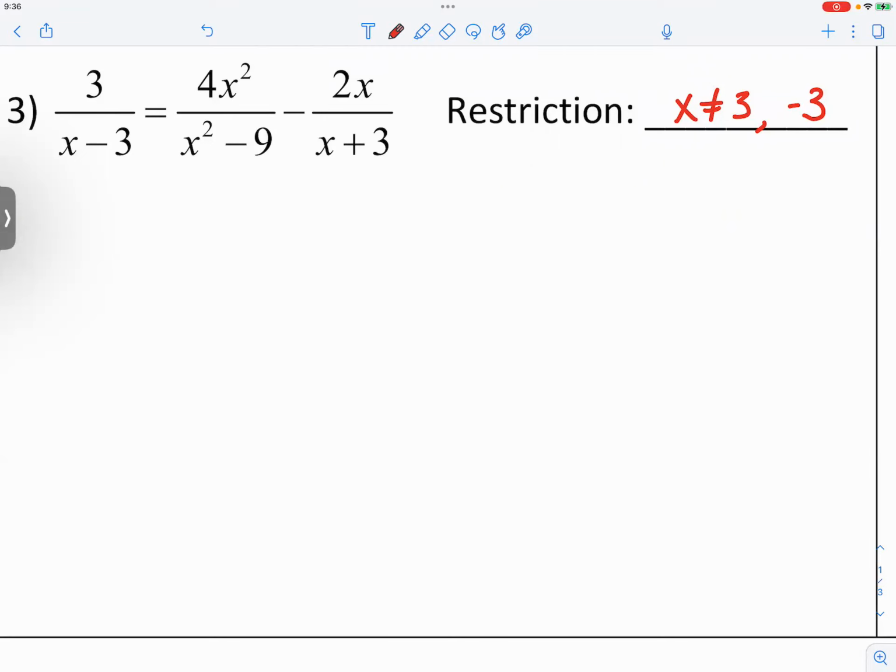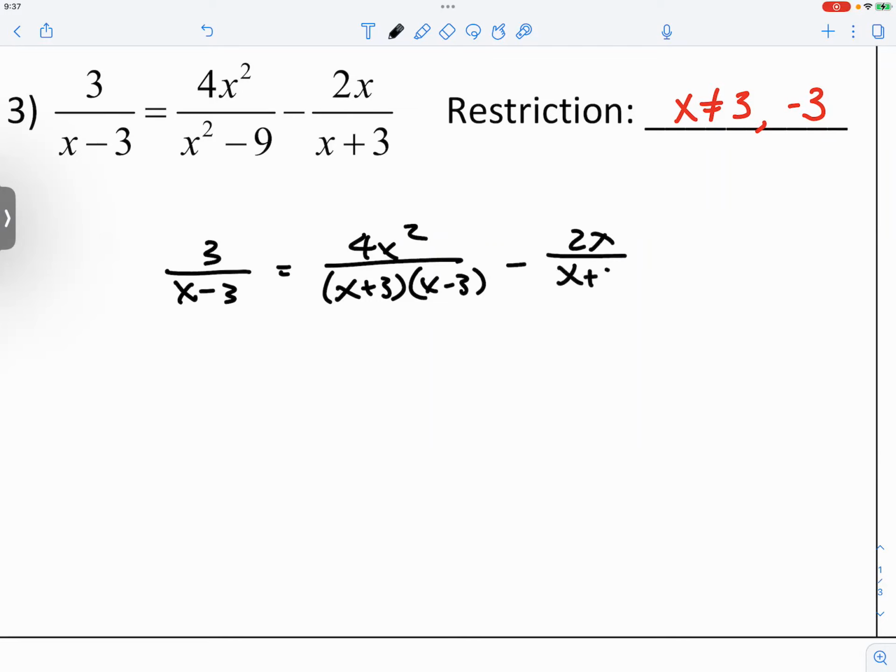And when you look at this equation, can you see something that should catch your attention? Anything that catches your attention? Factor out the x squared minus 9. So that should be pretty special. Okay. So you want to factor it out because that could give you a better view of what the denominator is.